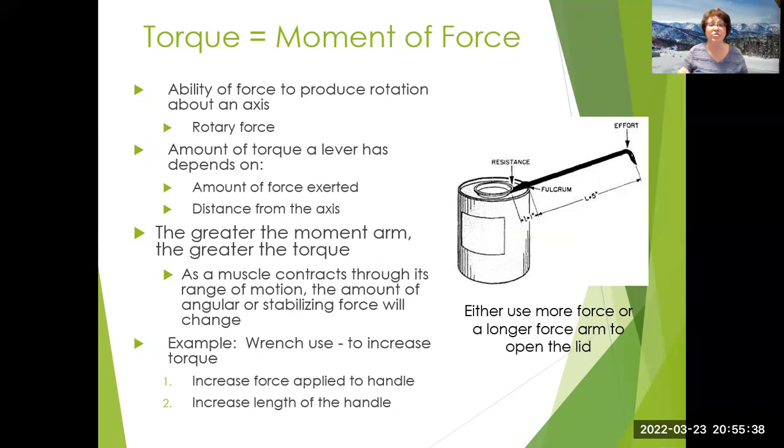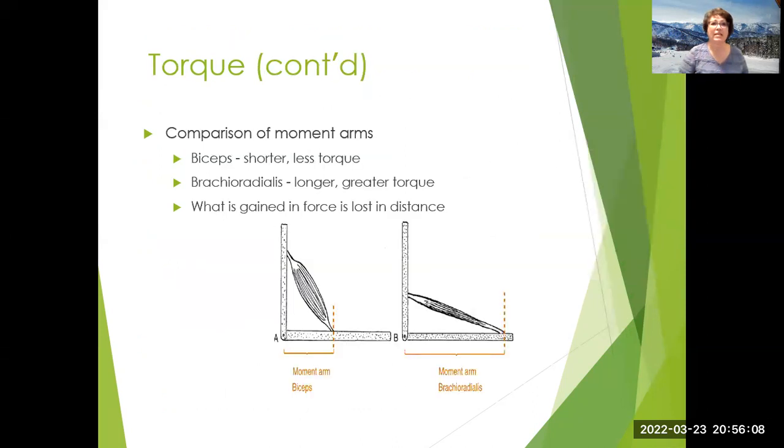So as a muscle contracts through its range of motion, the amount of angular and stabilizing force will change. So you'll notice that through a range of motion, some areas of the range of motion will be stronger, some will be weaker. And when we start talking about muscles in chapter 3, we'll talk about that length-tension relationship between the muscle length and the amount of tension it can generate. So hopefully that makes sense.